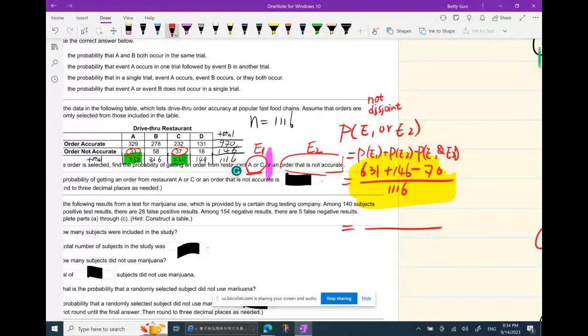And now we can calculate. Let's see what we have. Numerator: 631 plus 146, and then minus, don't forget the last number is to subtract, minus 70. In the numerator, I get 707 divided by 1116. I have 0.63.